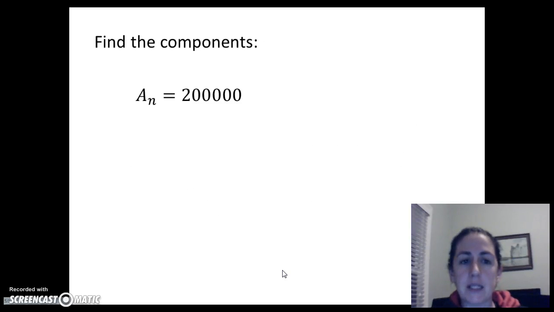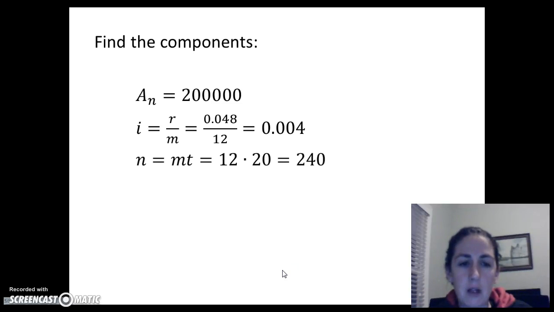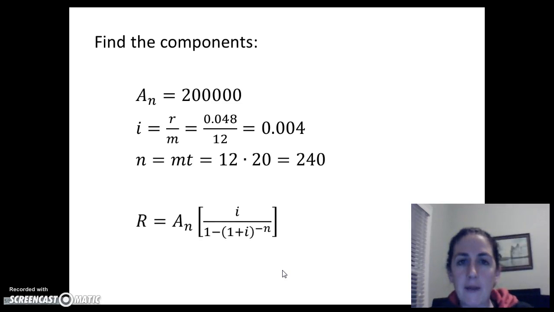Let's find the components. He actually borrowed $200,000. i equals r over m. Take that 4.8%, turn it into a decimal, and divide by 12. And then n equals m times t. That 12 payments a year times 20 years means he's going to make 240 mortgage payments. So now we have all the components we need to plug in and try to find R, his mortgage payments.